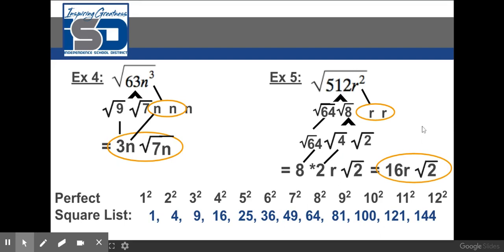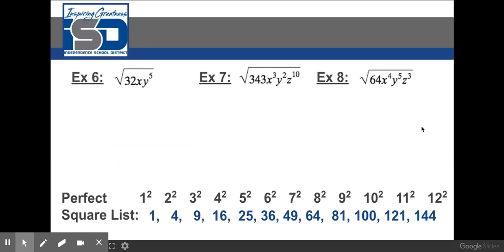But typically, the perfect square list all the way up to 12 will suffice for the problems that you are given. So example 6, 7, and 8, if you want, you can go ahead and pause and try to do these on your own. If we look at example 6 and break down 32, the highest perfect square that divided into it was 16. 16 times 2 is 32.